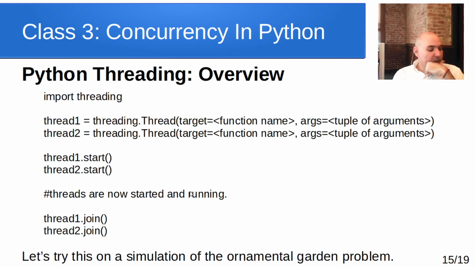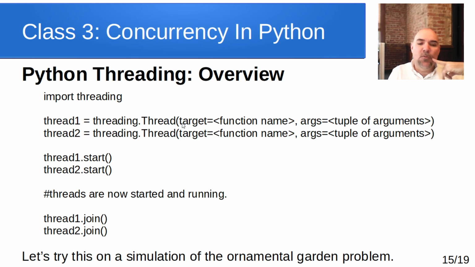Okay, so let's look at a quick overview of how you use the threading module. First, you have to import it. It's a standard module, so if you have installed Python, you have it. You don't have to download it. You don't have to install anything. You just say import threading. After you've imported threading, you can create a thread object by saying threading.Thread. Notice the capital T, like most classes.